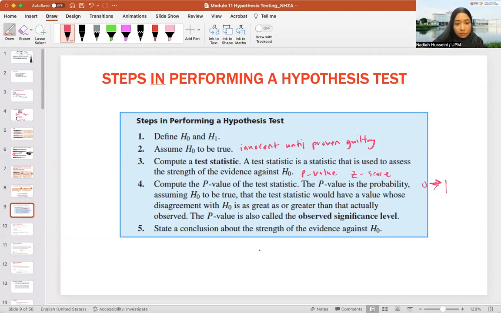Okay, just ignore that part first. The p-value is also called the observed significance level. So this is another word for p-value, and I can use this term in the question as well. So you have to know what the observed significance level is. Sometimes I'm going to ask you, what is the observed significance level of this hypothesis test? So you need to know that is also your p-value. Okay. Finally, state a conclusion about the strength of the evidence against H0. This is going to be our conclusion, and it will be part of your report as well.